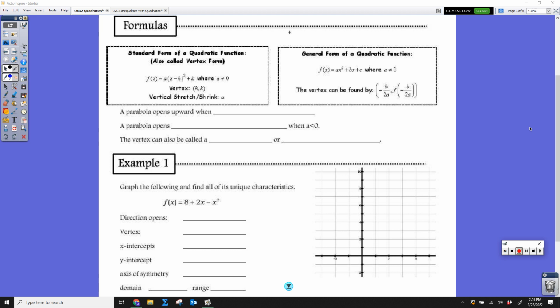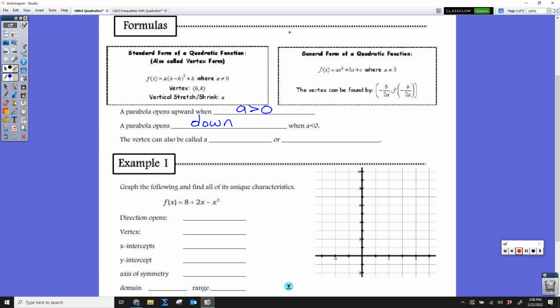All right, so all that being said, first thing I want to make sure we have. A parabola opens upward when the a value is what? Positive. Okay, a parabola opens downward, so I'll just write it down. Down when our a value is negative, right? Less than 0.